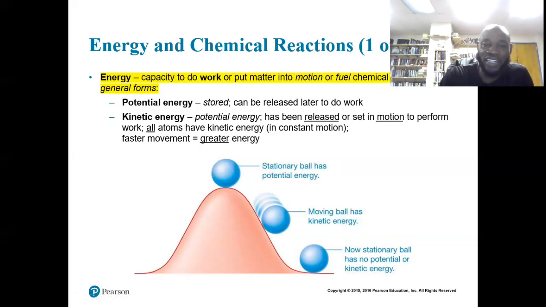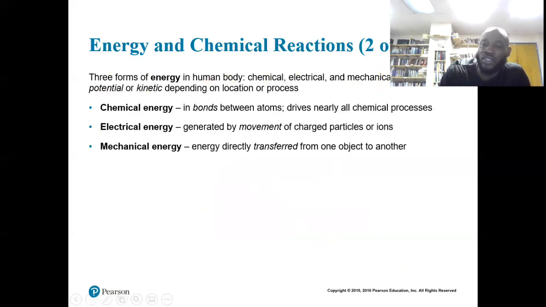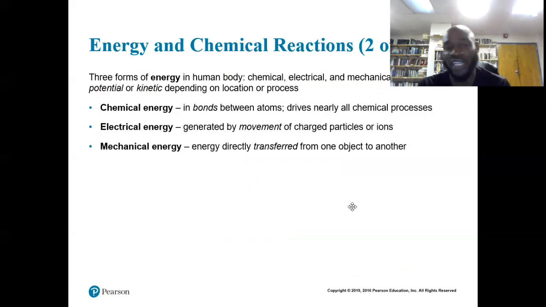All atoms have kinetic energy. Right? So that's general energy. Now, there are 3 forms of energy in the human body that we want to talk about: chemical, electrical, and mechanical. These are all very important, and each can be potential or kinetic.